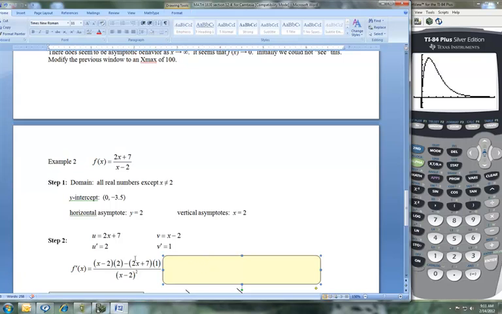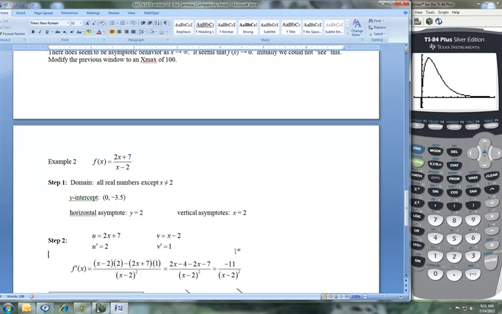So distribute through the 2 and distribute through. Remember, this subtraction is going to change signs. So technically bring that 1 in front and distribute through a negative 1. The two x's are going to eliminate. Looks like I end up with a negative 11 over that quantity squared.